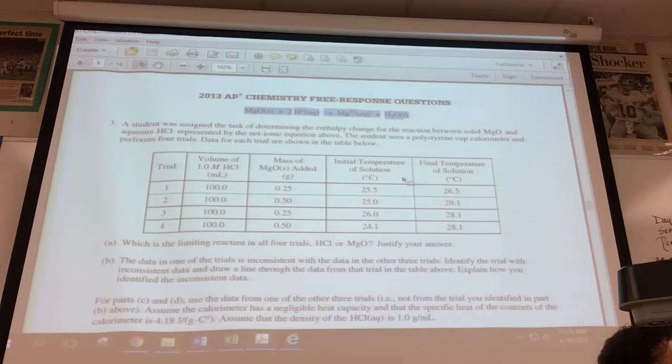It increases because you're using the proton. Okay, now it says, which is the limiting reactant in all 4 trials? Hydrochloric acid or magnesium oxide? And it should be crystal clear that this is the hydrochloric acid. How come I only wrote proton? Isn't that ionic? HCl is a strong acid that ionizes completely.